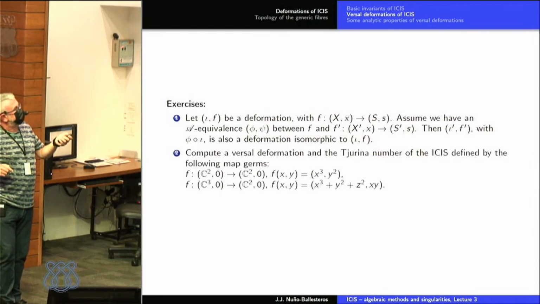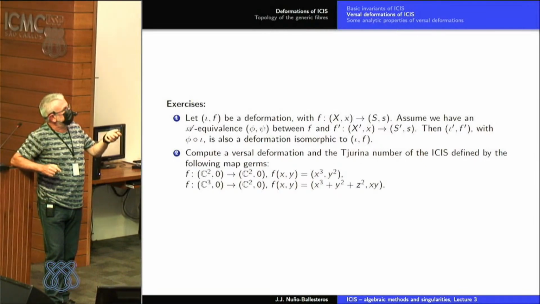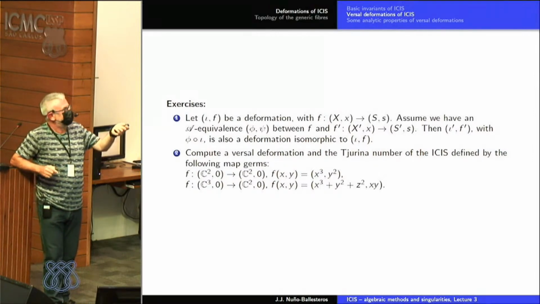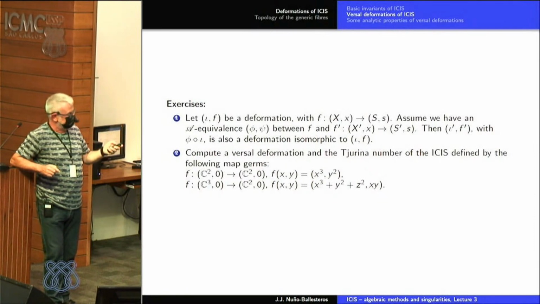And the second exercise is to compute versal deformations and the Tjurina numbers of these two ICIS. In the first case, we have zero-dimensional ICIS given as the fiber of x cubed, y squared. And this is a small variation of the S5 singularity. In fact, it is the S6 singularity. Okay, this is x cubed plus y squared plus z squared, xy. Okay.